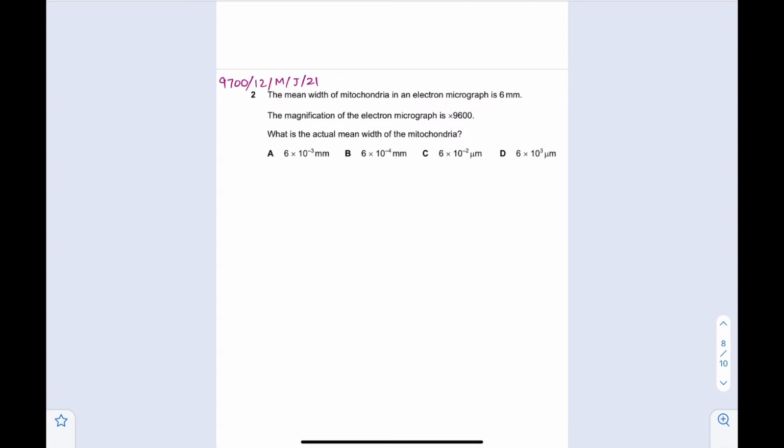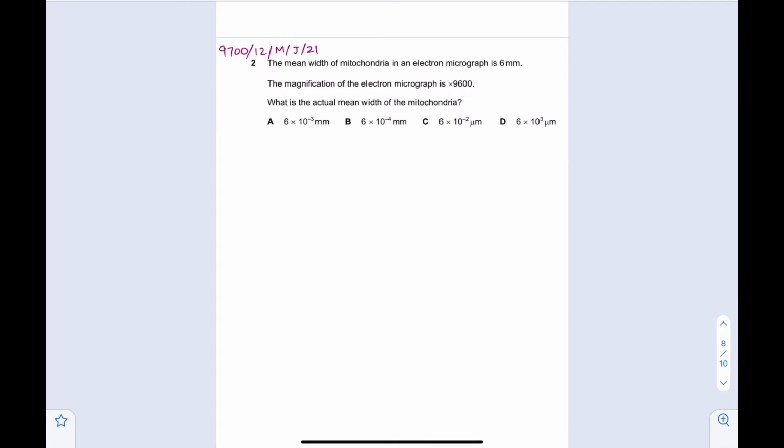May June 21, let's look at this question. The mean width of mitochondria in an electron micrograph is 6 millimeters. The magnification of the electron micrograph is times 9600. What is the actual mean width of the mitochondria? Let's write this down. We're trying to find the actual one.